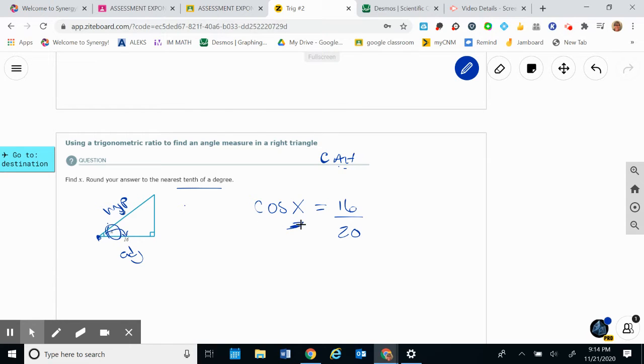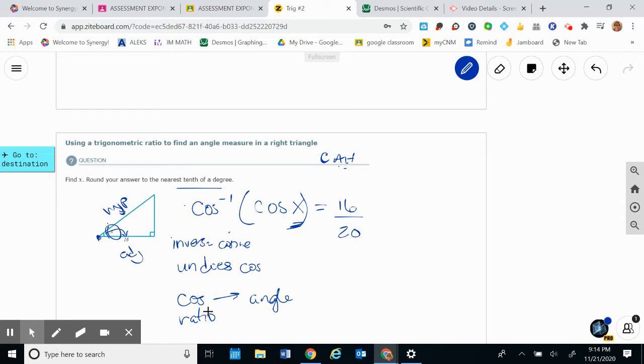So you have to undo cosine. Okay, so to undo it, you use this. These two, that is the inverse. Okay, that is the inverse cosine. Inverse cosine undoes cosine, or in other words, it goes from cosine to the angle. In other words, we go from the cosine ratio to the angle.